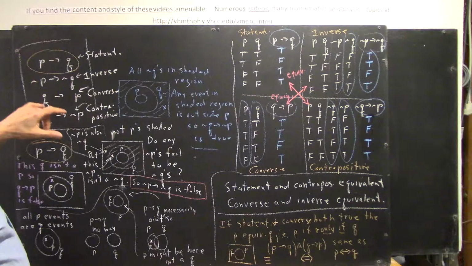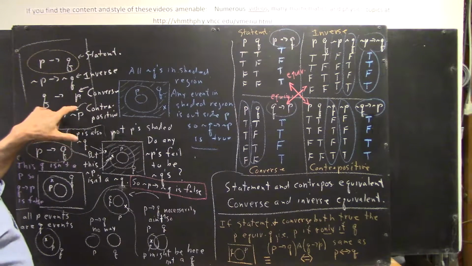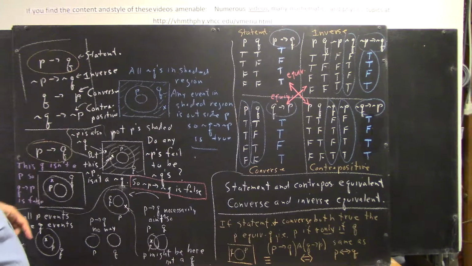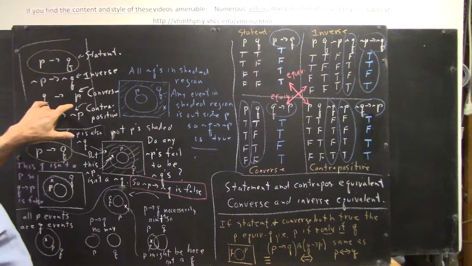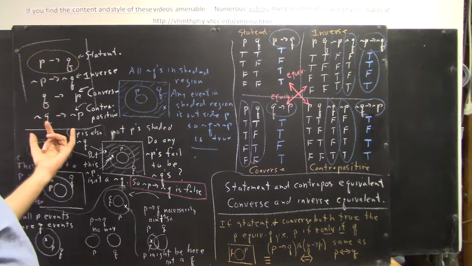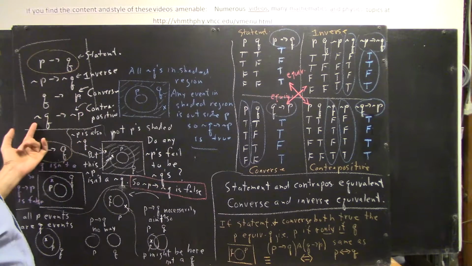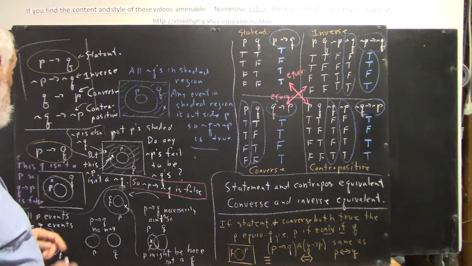We also want to look at the converse, if Q then P. And if Q then P, of course, just reverses the order of the statement. Then we want to look at the statement that both reverses the order and negates both P and Q. This is called the contrapositive. So we've reversed the order and both P and Q are negated.